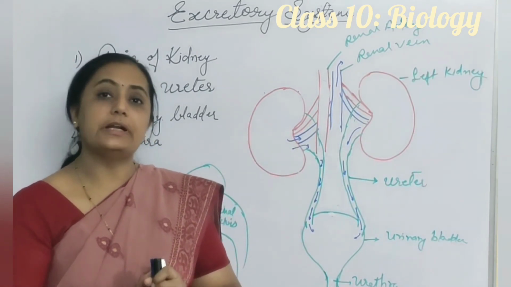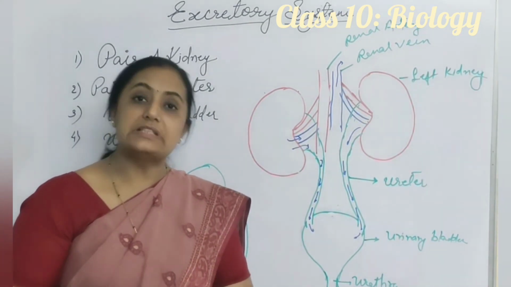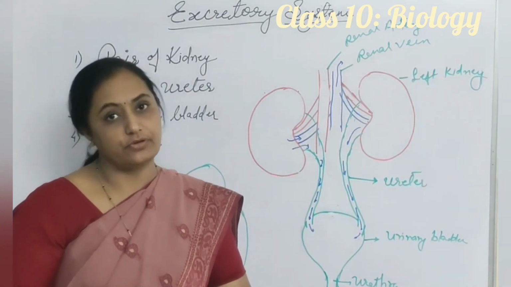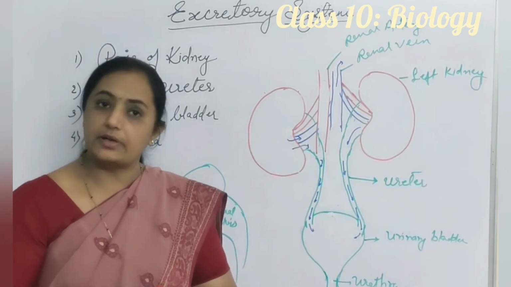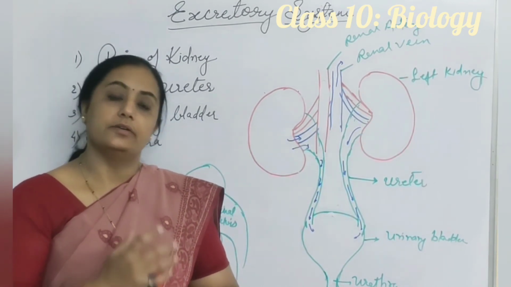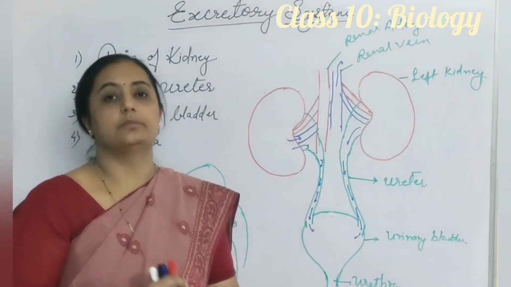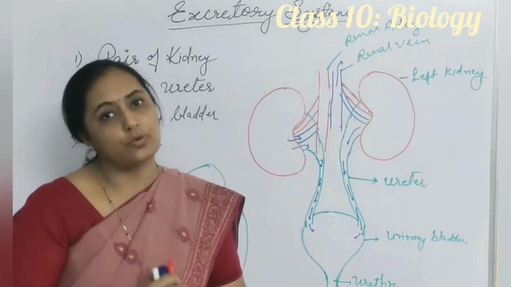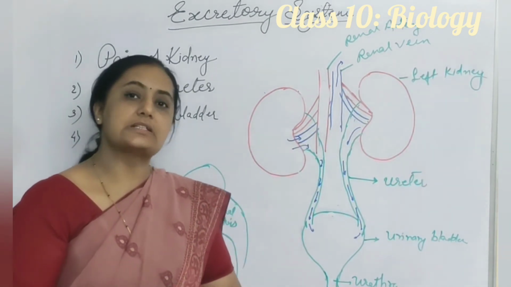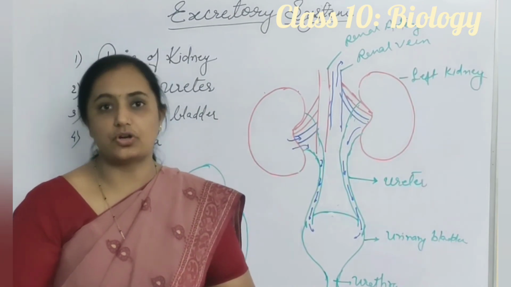How it helps in maintaining the water balance and ionic balance in the body, we will see in the structure of the nephron. When we study the structure of the nephron, there we will see the formation of urine. By that time we will come to know how water is maintained and absorbed by the system, and how ions are maintained and absorbed by the system. These things we will study in the structure of the nephron. So next we will study the structure of the nephron.